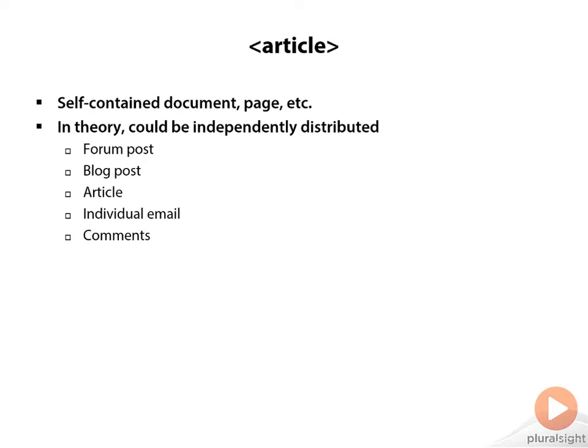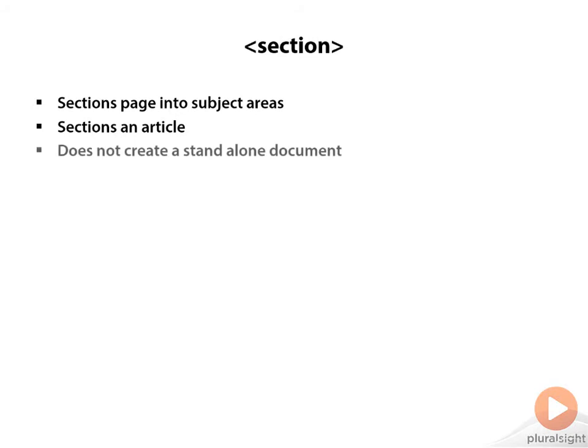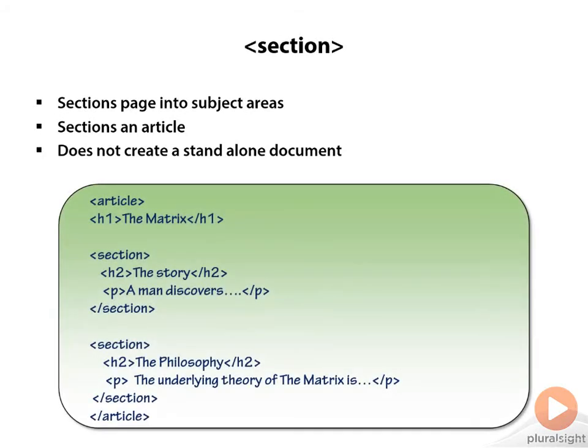Section is used in two interesting ways. First of all, you can section a page into subject areas. And secondly, you can mark sections in an article. But sections do not create a standalone document, and that's what differentiates them from an article. So you might have an article with a couple sections in it, and those sections provide semantic meaning within the context of the article, indicating how the article is divided.